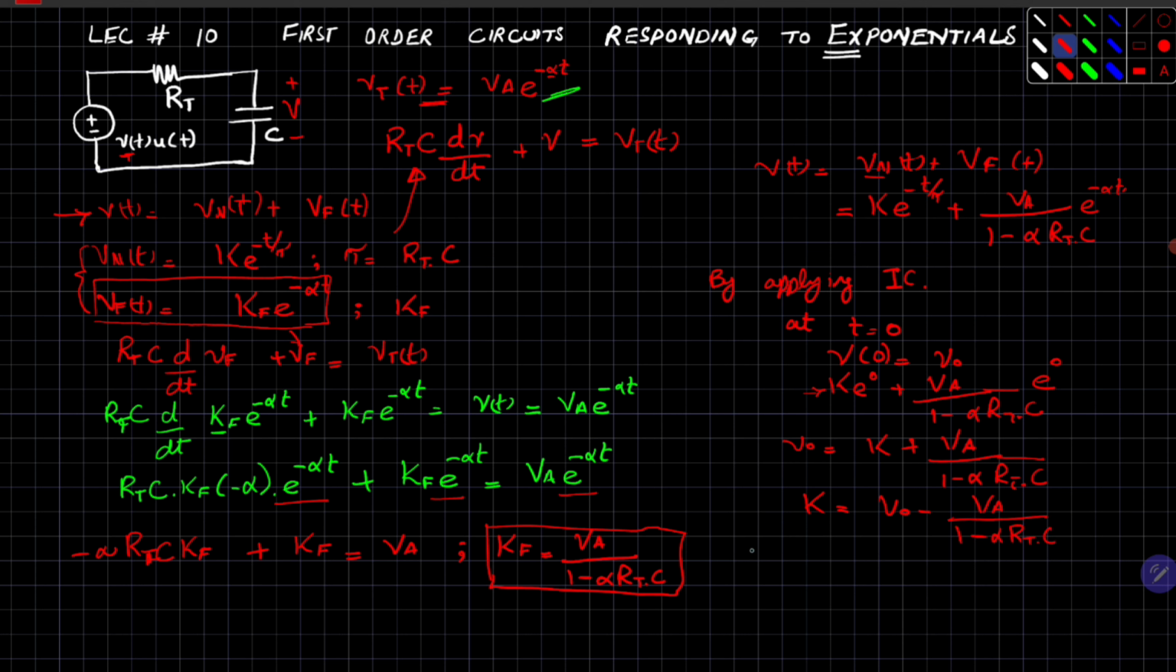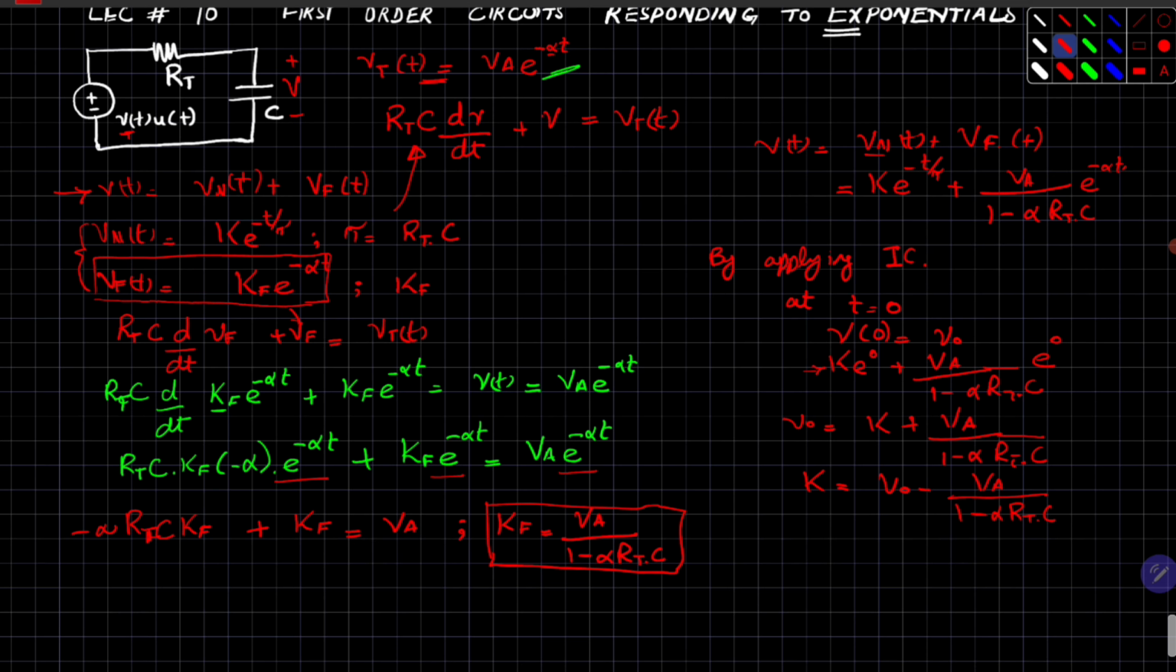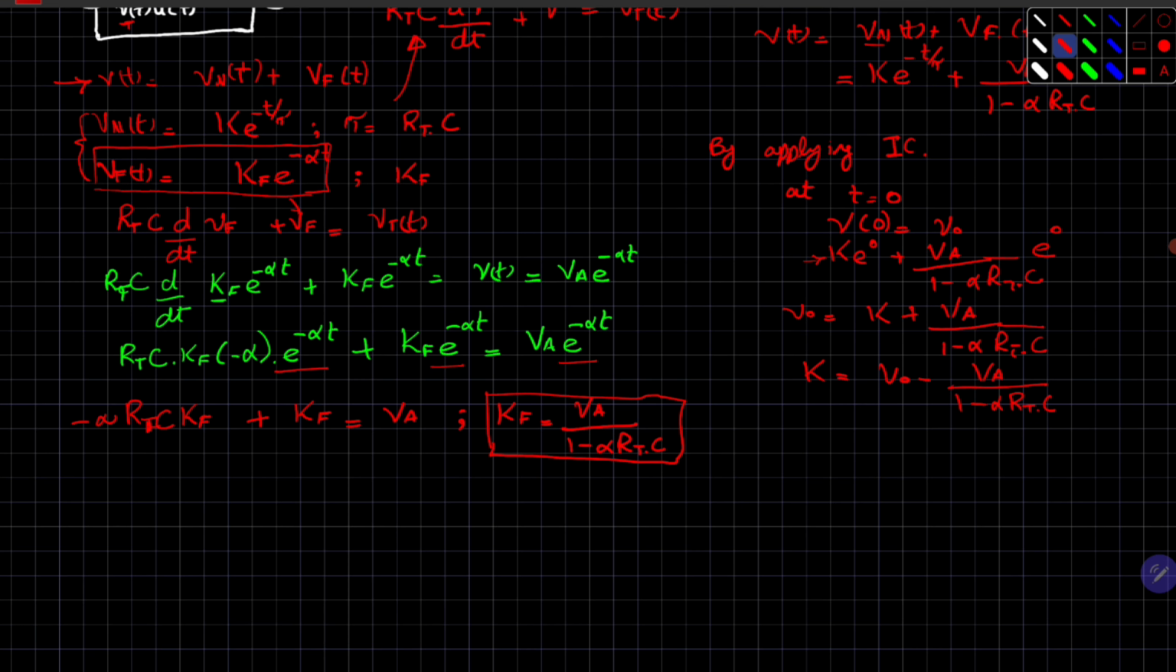So our final solution or final equation becomes in the form of V of t equal to V naught minus Va over 1 minus alpha R Thevenin times C, and the exponential is minus t over RC, plus Va over 1 minus alpha R Thevenin times C multiplied by e raised to power minus alpha t, for t greater than or equal to 0.